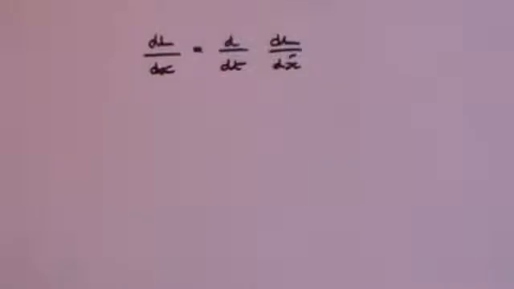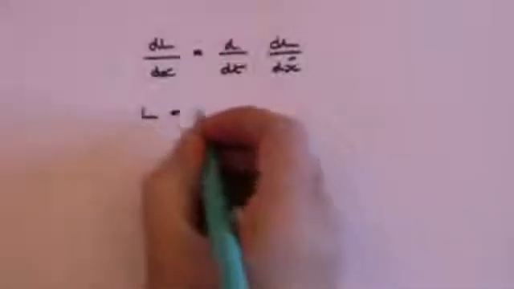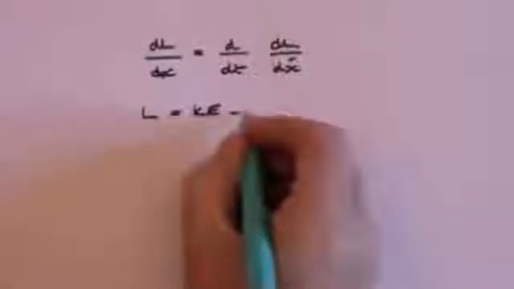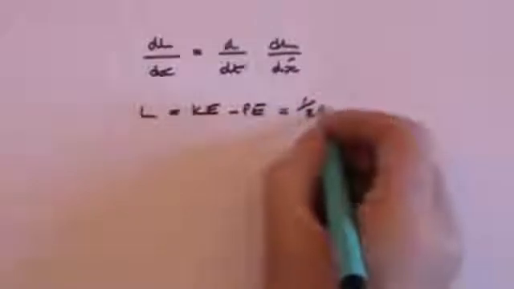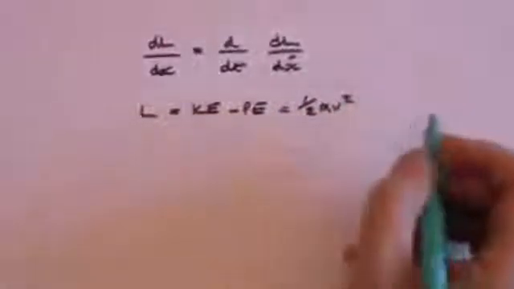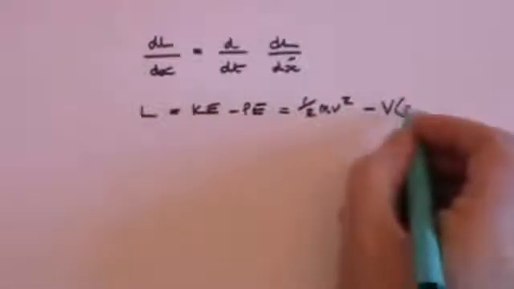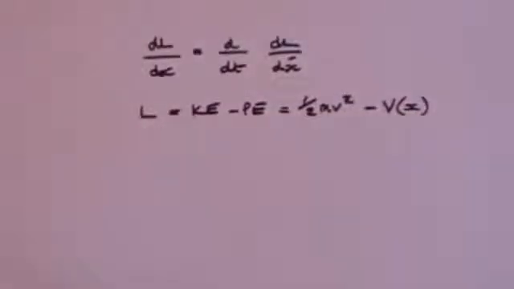And that looks complicated, a good deal more complicated than Newton's equations do. But let's just see what we can do with this. Remember that the Lagrangian itself is the kinetic energy minus the potential energy, which is a half mv squared, or half m x dot squared, minus, well, we'll just call the potential energy V, which of course is a function of x.